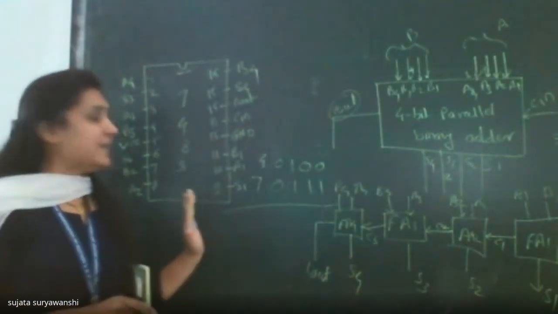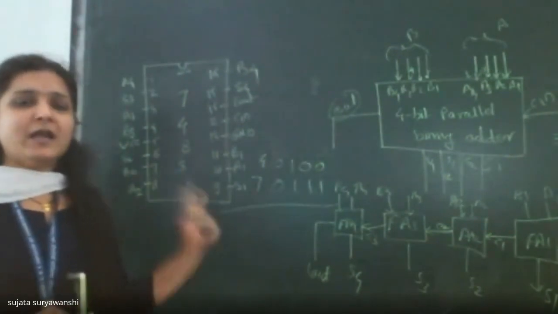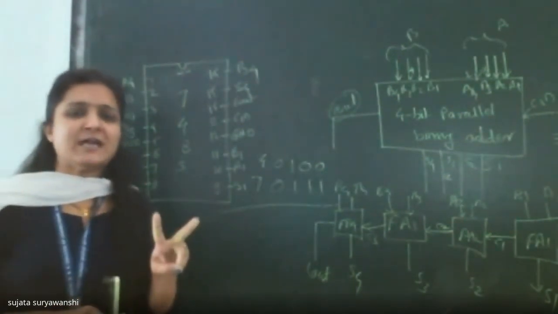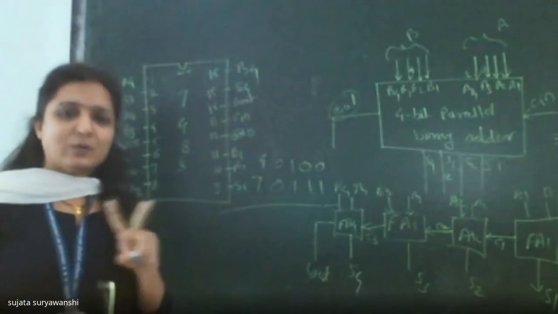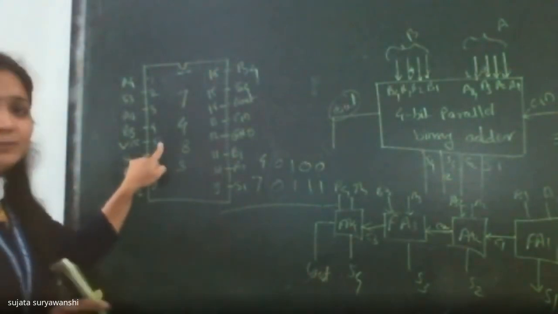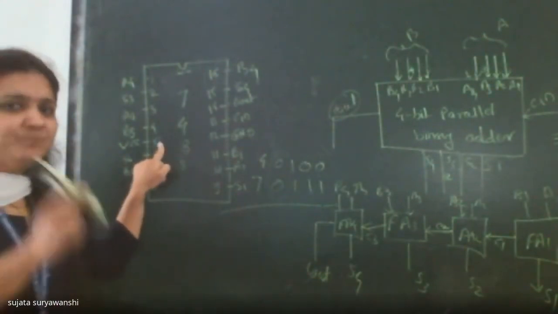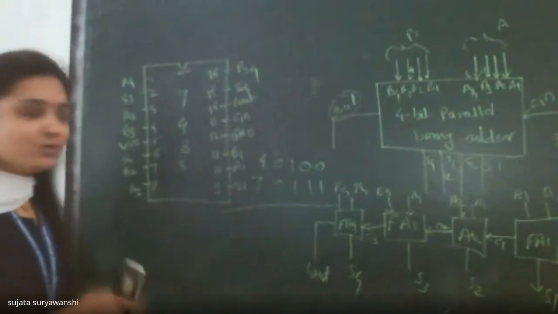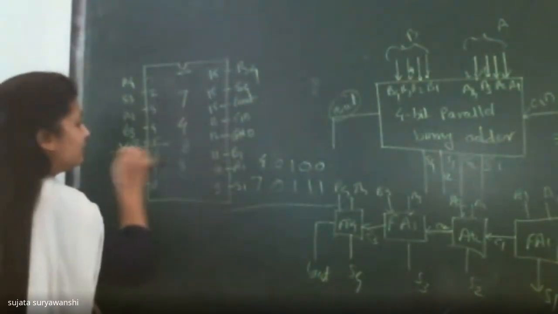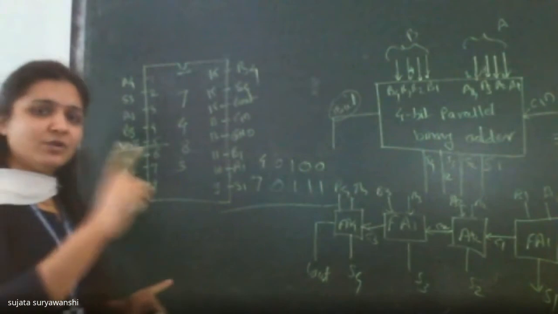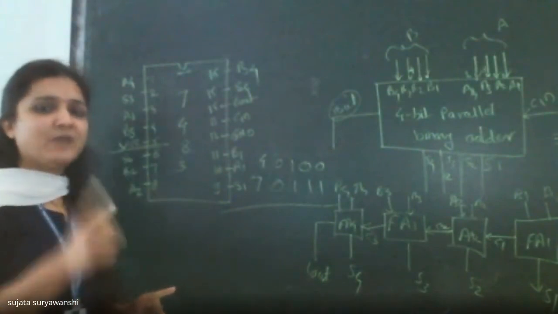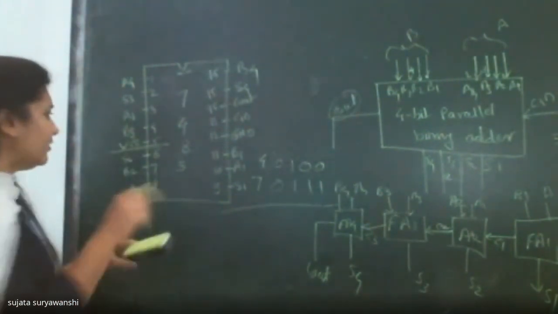This IC has a total of 16 pins, and out of that, two pins are for ground and VCC. Pin number 5 of IC 7483 is reserved for VCC. Every time, just remember that the 5th pin is reserved for VCC. You have to connect it to +5 volts or VCC on the board.